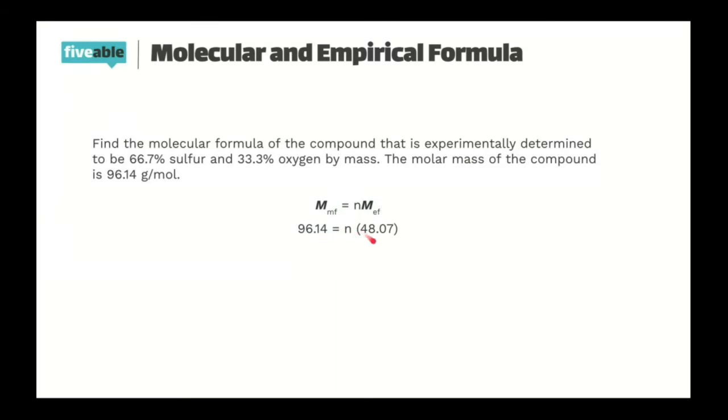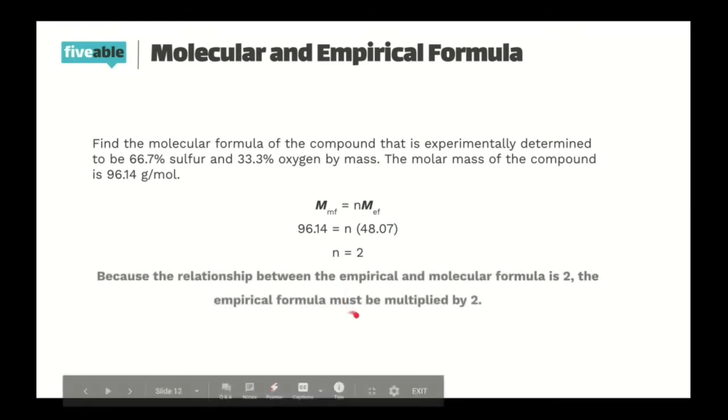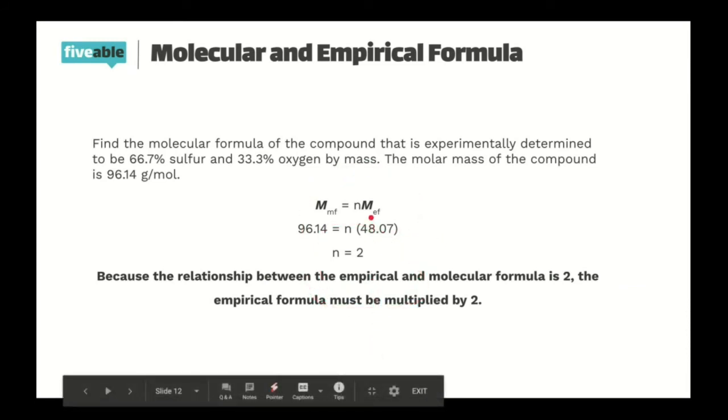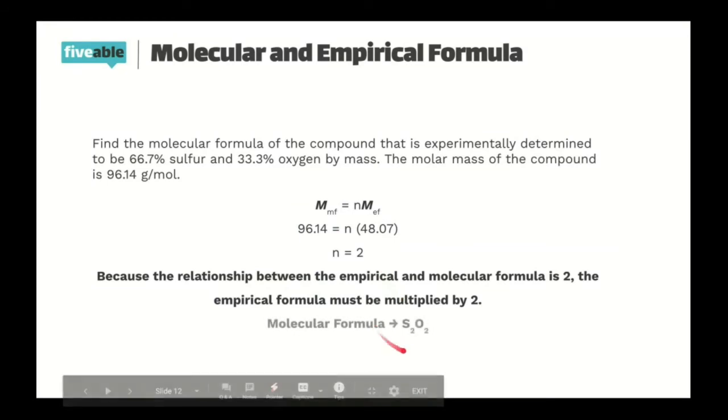96.14 is equal to N times 48.07. 48.07 is the molar mass of the empirical formula, and boom, N is equal to 2. That means there is a nice relationship between the empirical and molecular formula of a whole number of 2. So there we go. That's how we would go ahead and actually do this. So the empirical formula is SO, the molecular formula is S2O2.